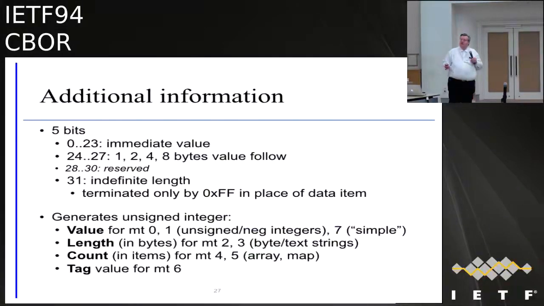Yeah, so this, the immediate value, or the 1, 2, 4, and 8 bytes value that follow, generates an unsigned integer. And for major type 0 and 1, that is the integer, either directly or in one's complement. For 7, this is an enumeration type for things like true, false, null, or undefined. Or it might actually be the IEEE 754 representation of a floating point number. For types 2 and 3, it's the length in bytes. For types 4 and 5, it's a count in items or item pairs for maps. Or it might be a tag value. Let's come to that in a minute.